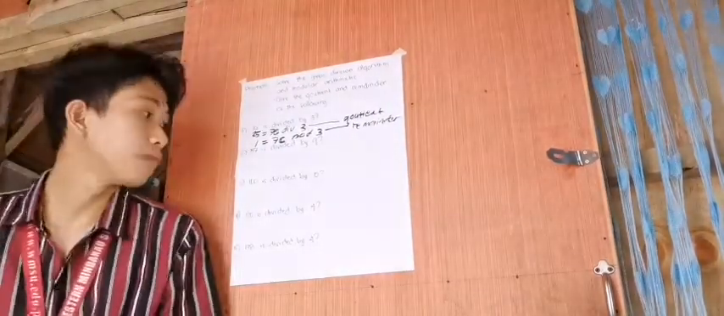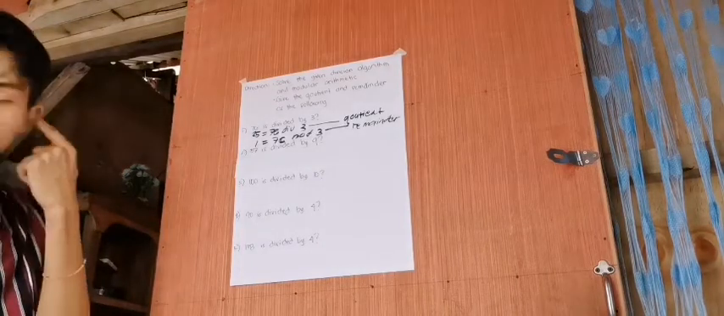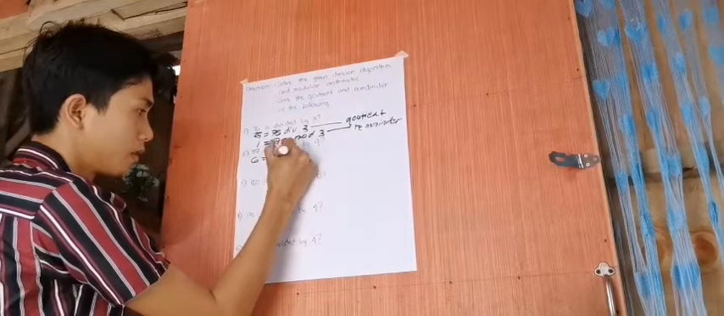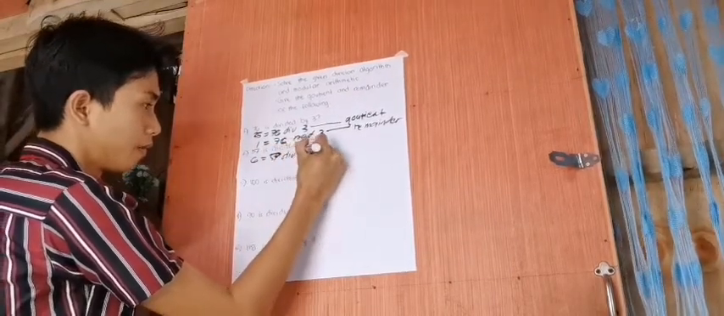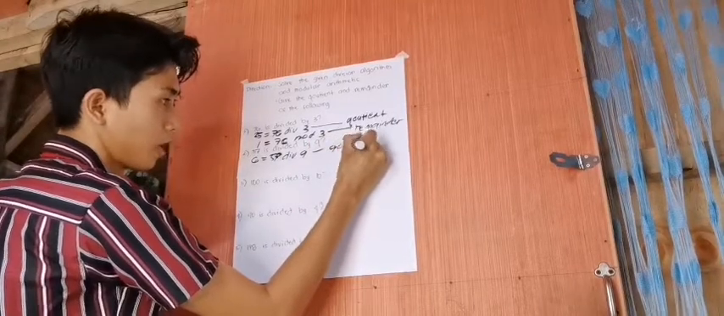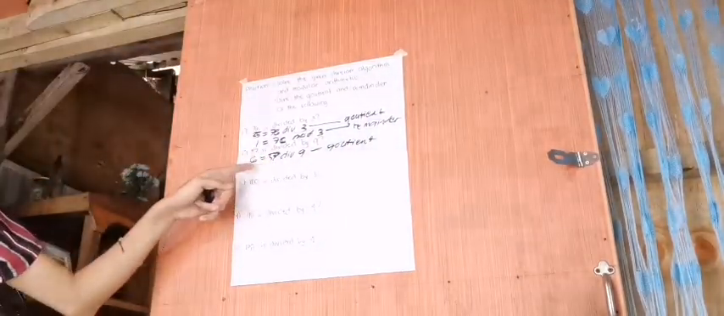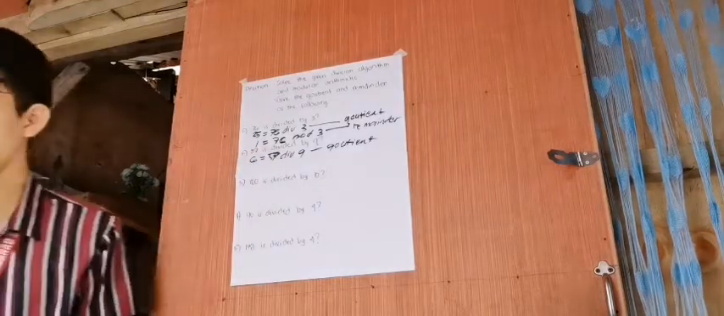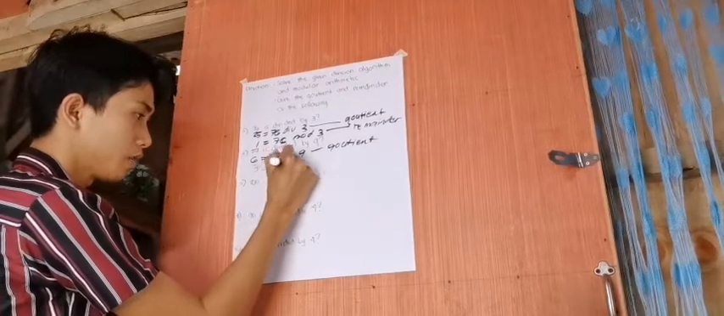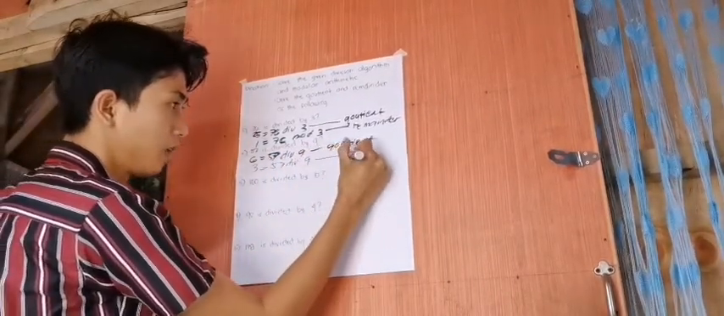57 is divided by 9. So 57 divided by 9, the answer is 6. We have 6 equals 57 div 9. This is our quotient. And 57 minus the answer of 6 times 9. So the answer is 3. 3 equals 57 mod 9. This is our remainder.